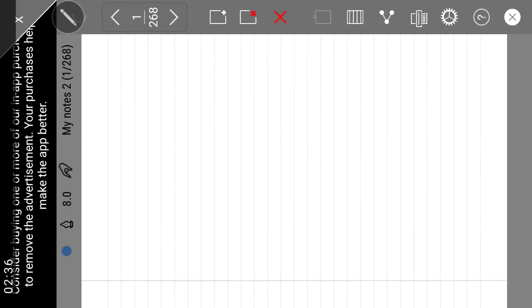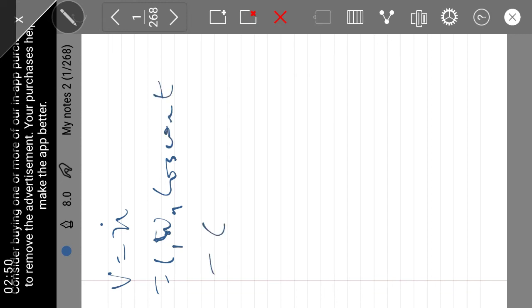I can write the velocity by differentiating the distance once, and I can get the acceleration by differentiating twice, either differentiating the distance twice or differentiating the velocity once.